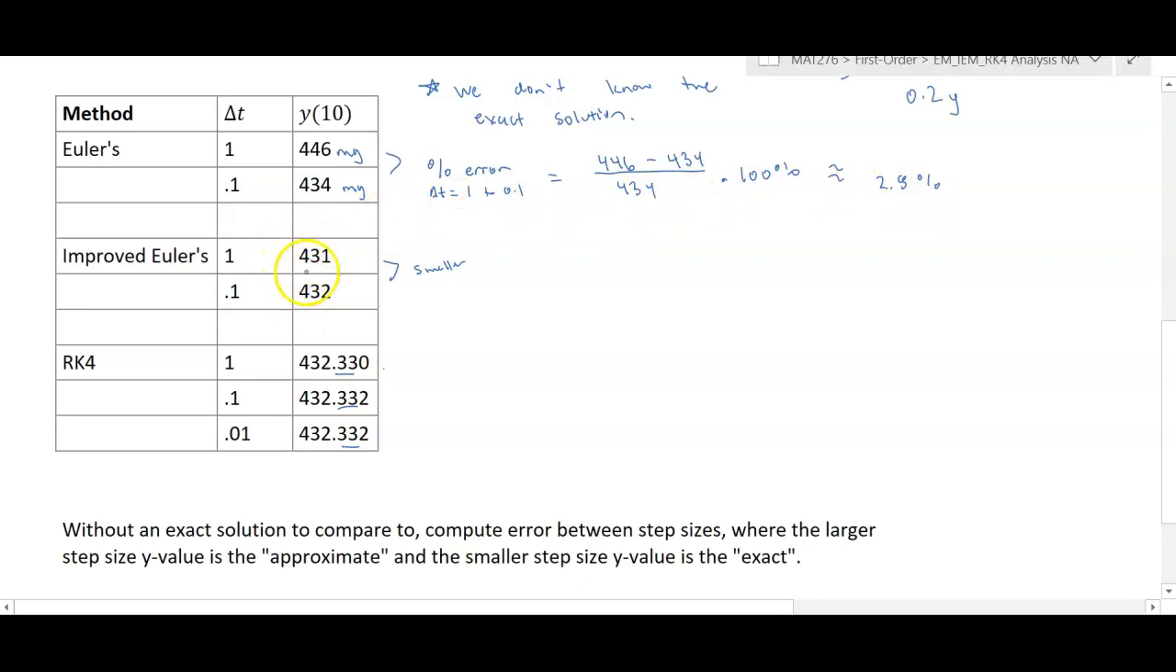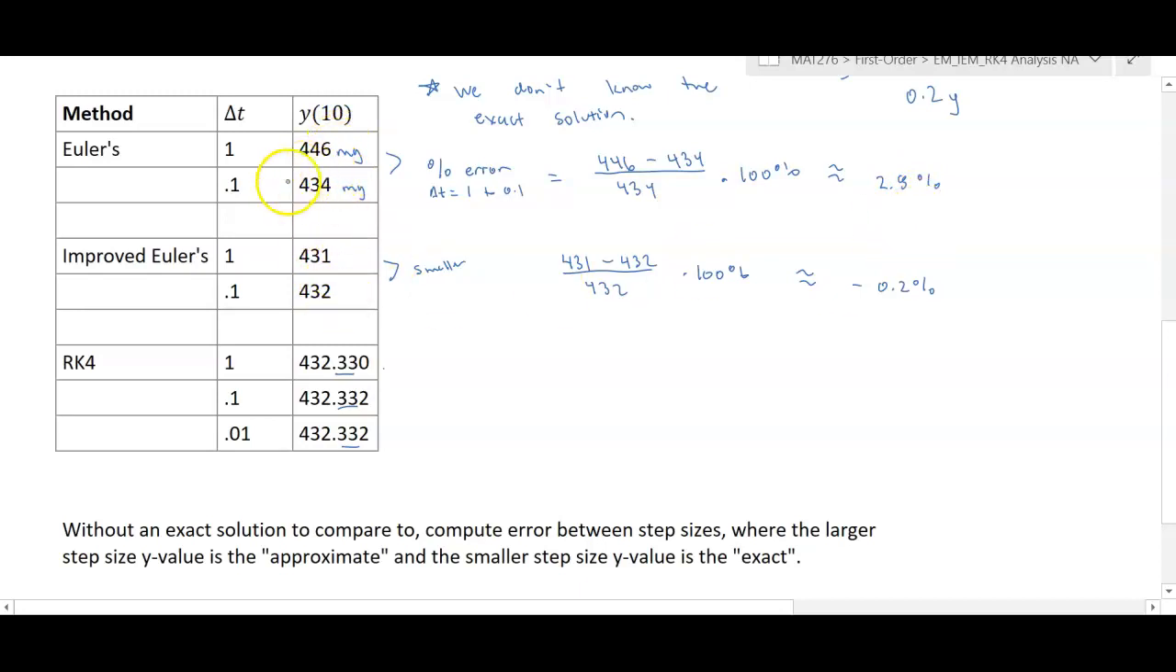You can notice that now we're a little under where we should be. And the percentage error here would be the approximate, the 431, minus the more exact of the two, divided by the more exact of the two, times 100%. You can see that we're going to be pretty darn close here. In fact, our error now is about negative 0.2%, which is, of course, much closer to the exact answer. The change is much smaller here.